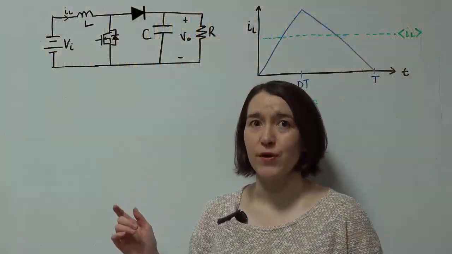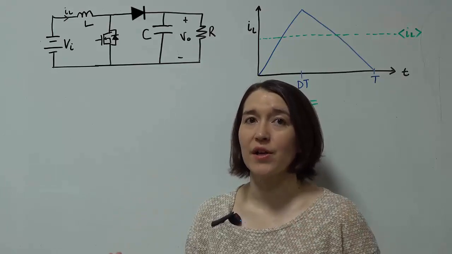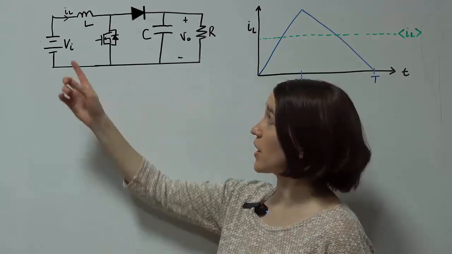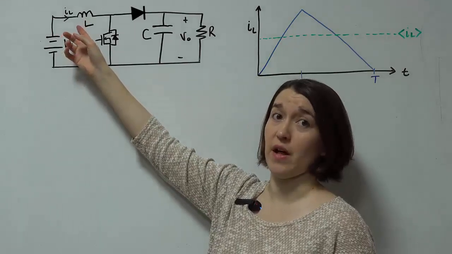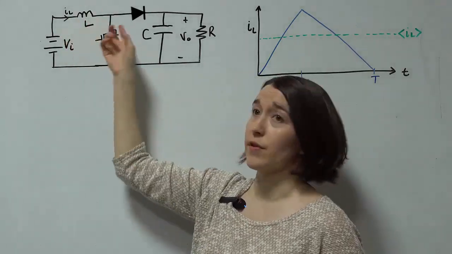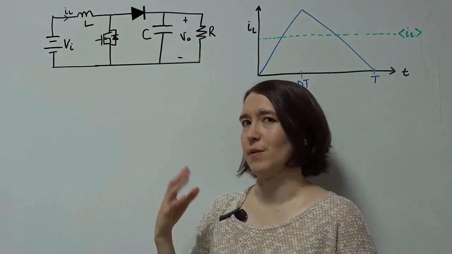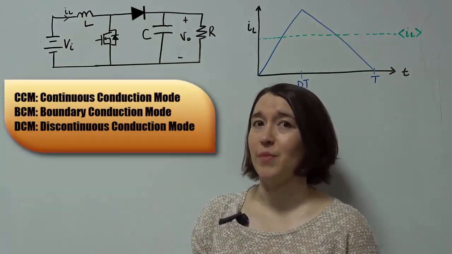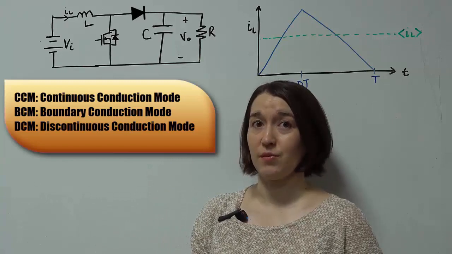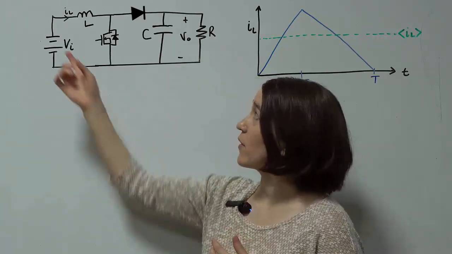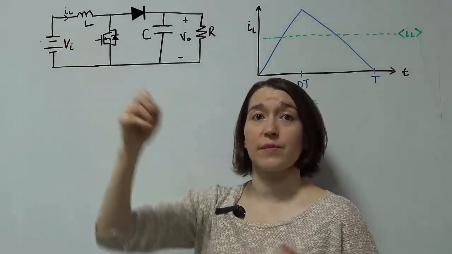Talking about the boost converter, we're going to calculate the critical inductance, and this will help us choose the inductance value. So what value of L in henries do we want for this inductor to get the type of operation that we want? For example, continuous conduction mode, boundary conduction mode, or discontinuous conduction mode. To do that, we need to look at the waveform of the current through the inductor.